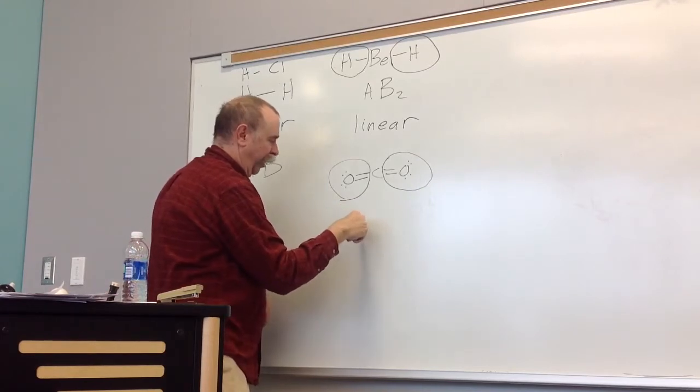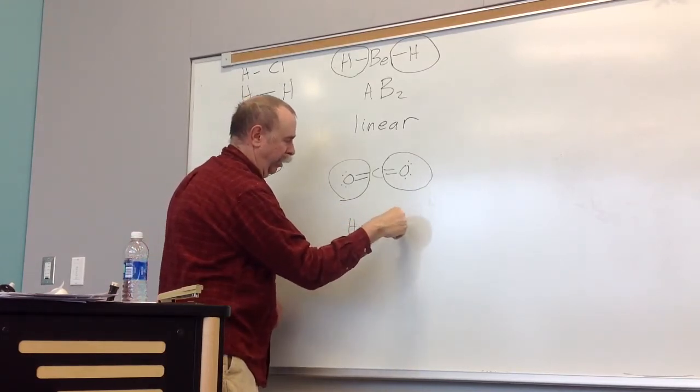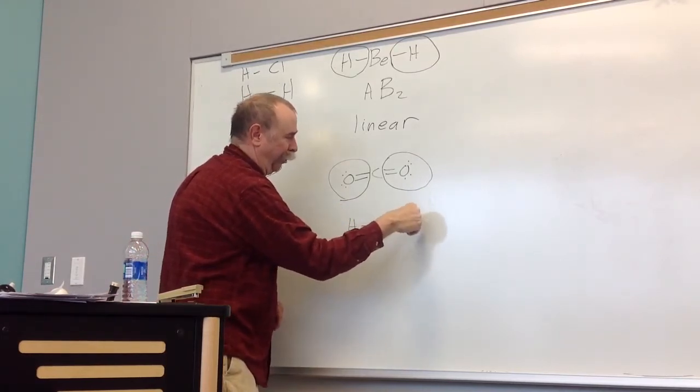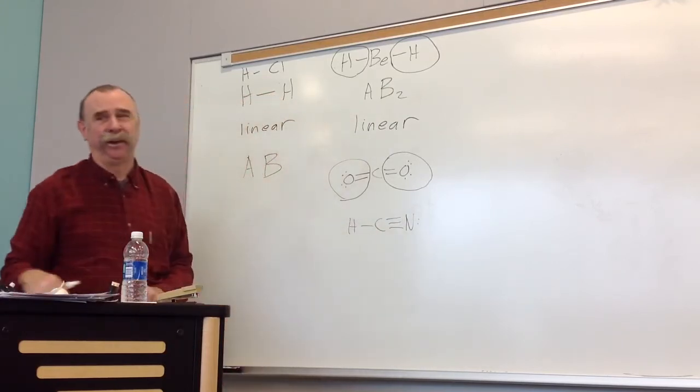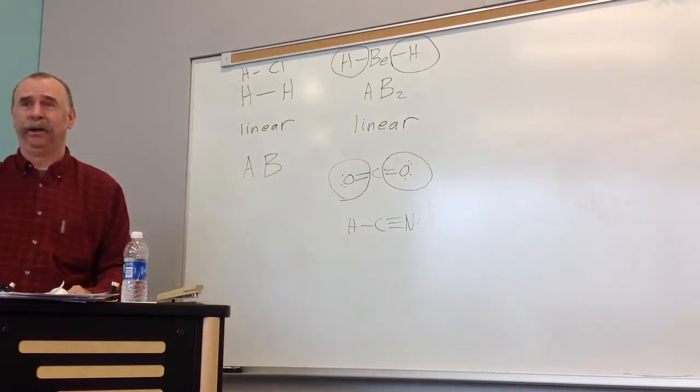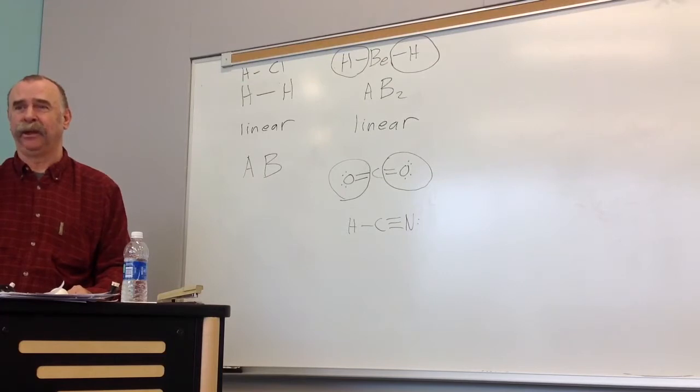Now, if I did something like hydrogen cyanide, 1 single bond, 1 double bond, that would still be one of these AB2 linear shapes.